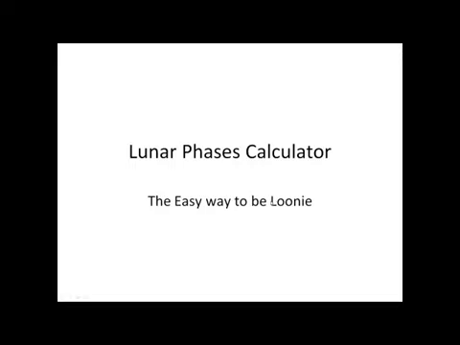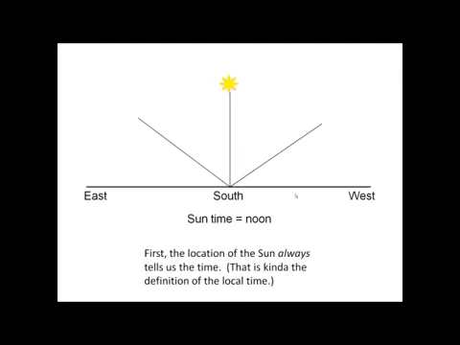Make and use the lunar phases calculator. First of all, the first important concept is that the position of the sun, the location of the sun in the sky, defines what time it is. In this situation, we have the sun high in the southern sky. This is essentially local noon.